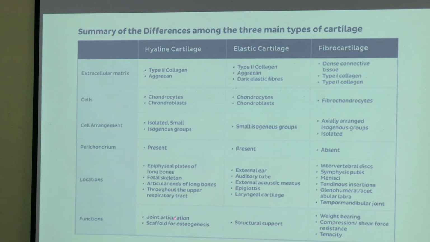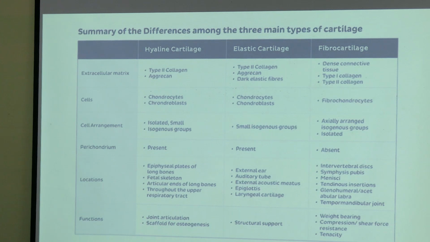Next, function. You can see joint articulation, scaffold for osteogenesis, meaning when the formation of the bone is taking place, at that time it is helpful. Then it provides structural support. This one is weight bearing, mainly the weight bearing parts of our body. For example, the vertebral column is also bearing the weight.